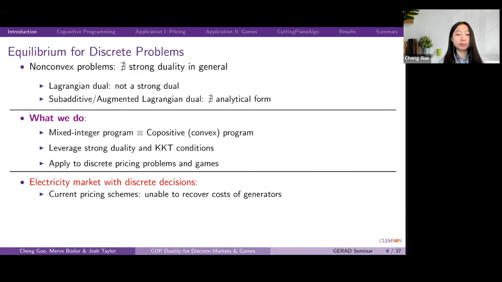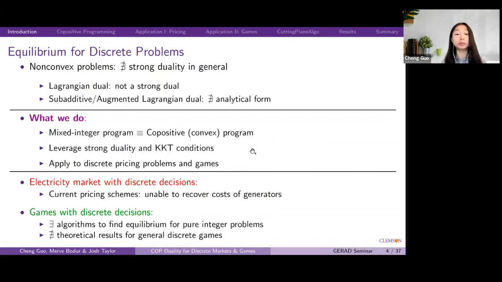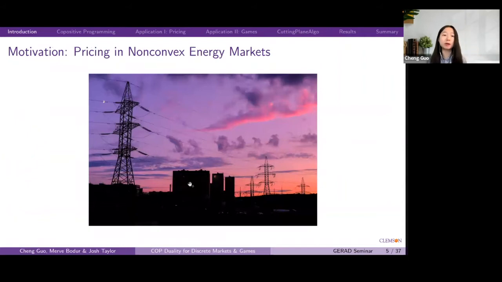For our discrete pricing problems, we apply this on electricity markets with discrete decisions. Currently, the pricing schemes on those markets are unable to recover the costs of generators, and our work tries to deal with this challenge. We also apply this relationship on games with discrete decisions, where in the literature there are algorithms to find equilibrium for pure integer problems. However, in general, theoretical results are lacking for discrete games, and we also try to deal with this challenge in this work. So our starting point is the pricing problems in non-convex energy markets.